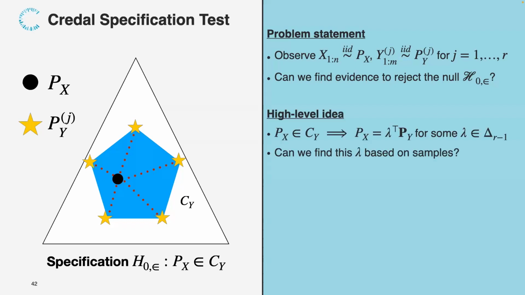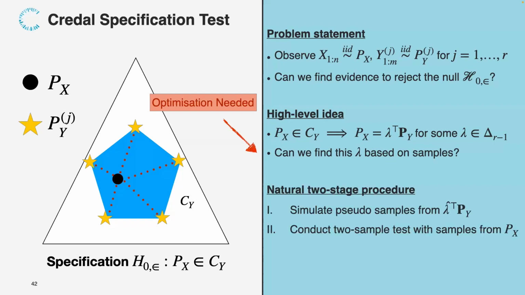So the high level idea is the following. If we know the point is inside the set, then the point can be represented as a convex combination of the corners, which is what this equation means. So now the question is, based on the samples, can we identify the correct mixing weights of the corner distributions? The answer is yes, but we need some optimization technique. So it boils down to a very natural two-stage approach. First, after you identify the optimized convex weights, you can simulate pseudo samples by doing some kind of sampling without replacement to get pseudo samples from the now aggregated distribution. And based on the aggregated distribution, you can do a two-sample test for this setup, like P of X equals lambda transpose P of Y.